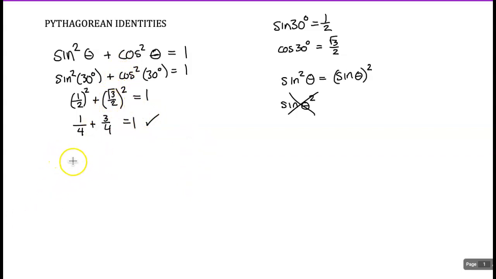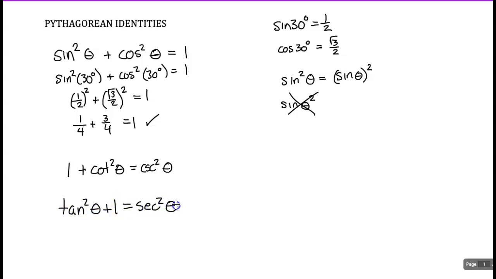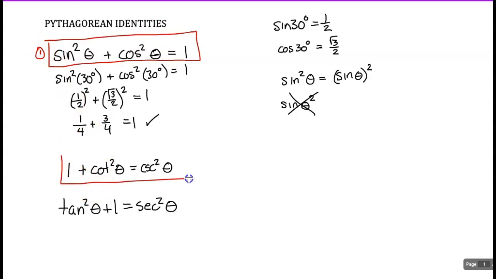The other 2 identities are 1 plus cotangent squared is equal to cosecant squared. And the last one is tangent squared plus 1 is equal to secant squared. So there's 3 Pythagorean identities that the kids in class have to memorize. You just have to be able to use them. So that's the first one. This is the second.